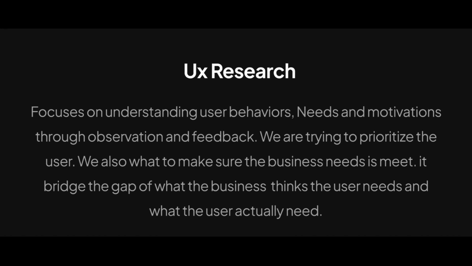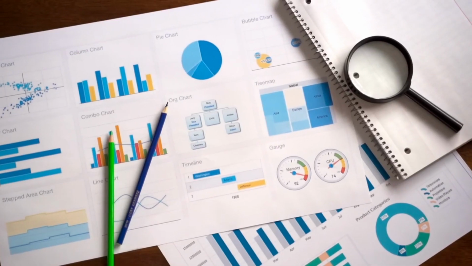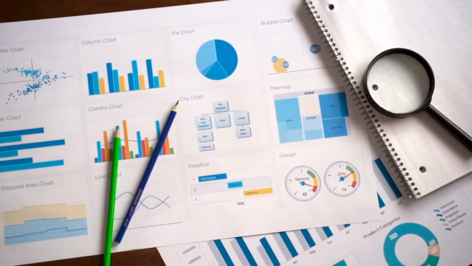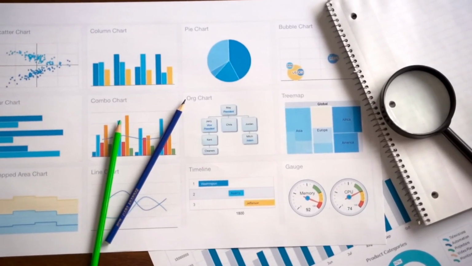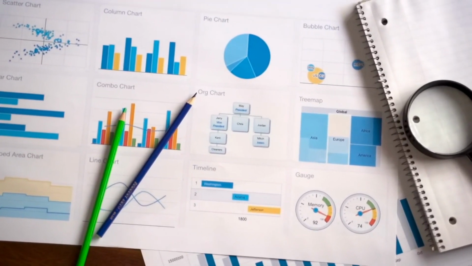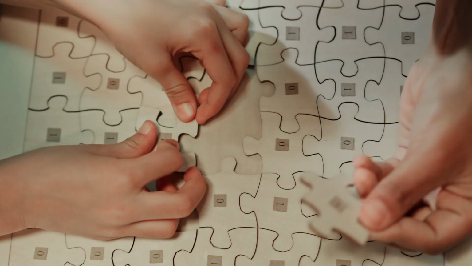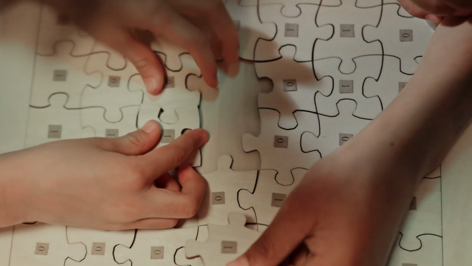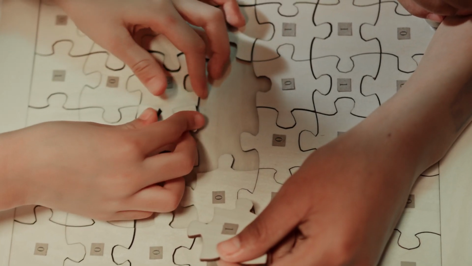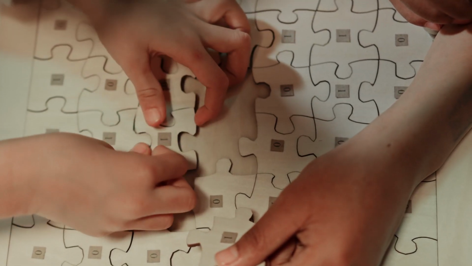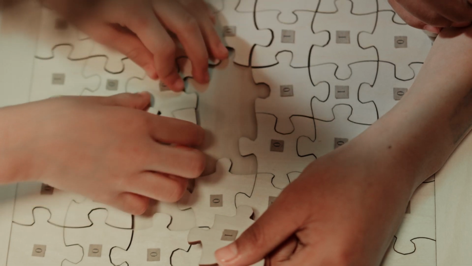So before any digital product is designed, research is done. The main reason why research is done is for you to understand what you are designing for. Just like I mentioned in the first video, digital products are designed to solve a particular problem. If you look around us, there are different problems people are facing, whether it's in the fintech industry.